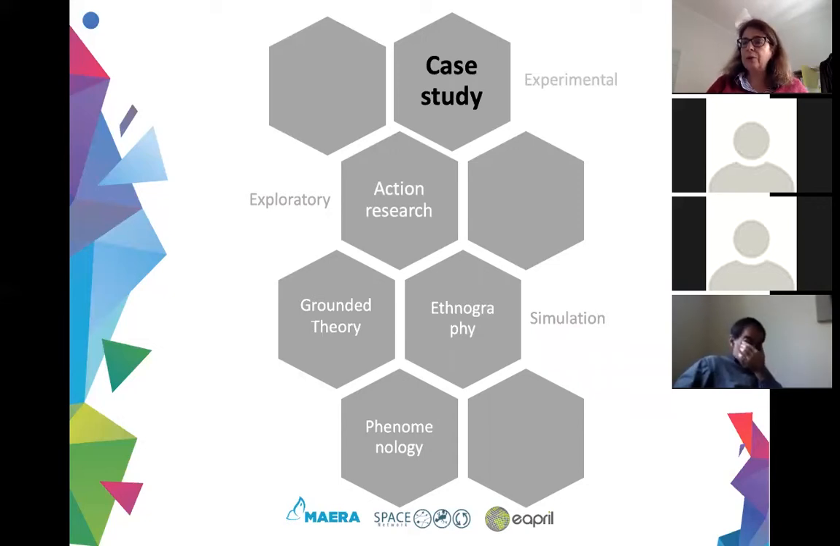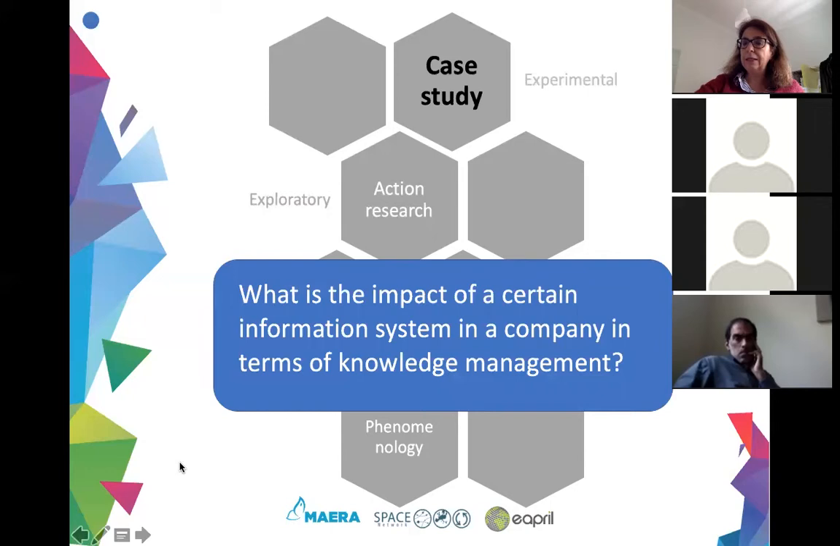Case studies also allow the researchers to focus on certain aspects with the objective to identify interactive processes that can be crucial, but that are not transparent, neither emerge in a big-scale survey. The aim is to provide a multidimensional image of the situation and may illustrate relations, patterns of influence in specific contexts. And here you have a possible question that can lead to case study research design. So what is the impact of a certain information system in a company in terms of knowledge management?